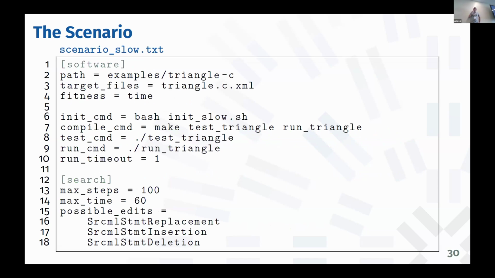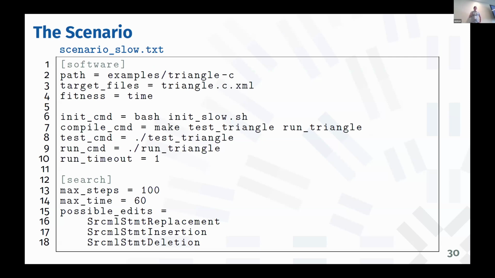The scenario: we need to see which software we want to improve. For example, triangle.c. The one target file, which is triangle.c.xml, so it will use the XML model. We want to improve execution time, and then the three commands from 2 slides before. Init flow to seed the fault.